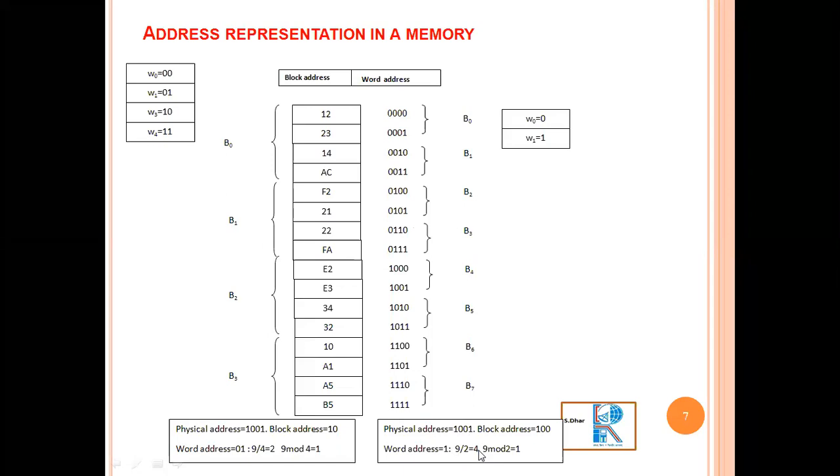4 into 2 is equal to 8, so the quotient is 4 and the remainder is 1. 9 mod 2, the remainder is 1. So this is the fourth block and word number 1. The same result we have got in the binary system also.